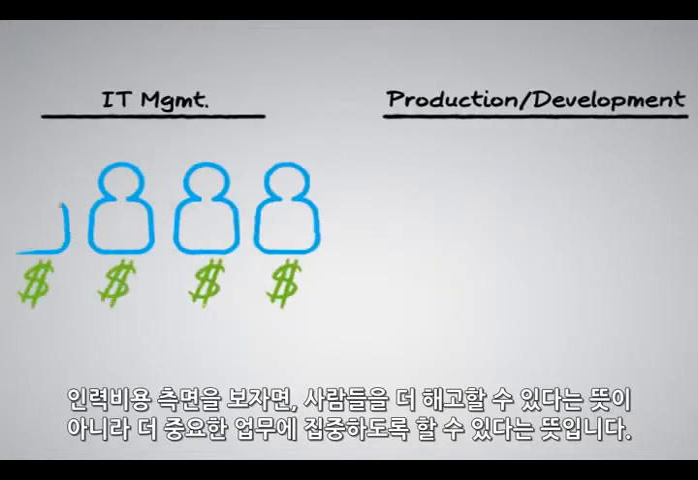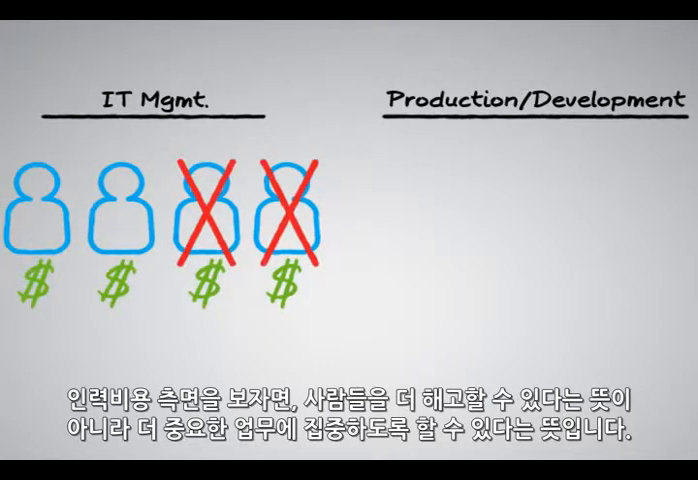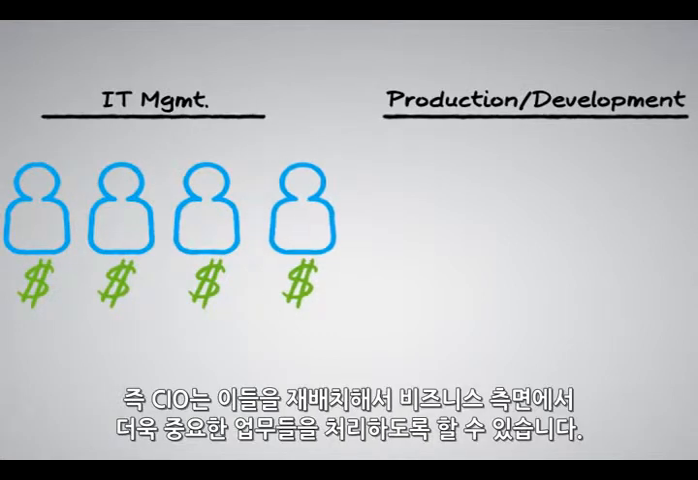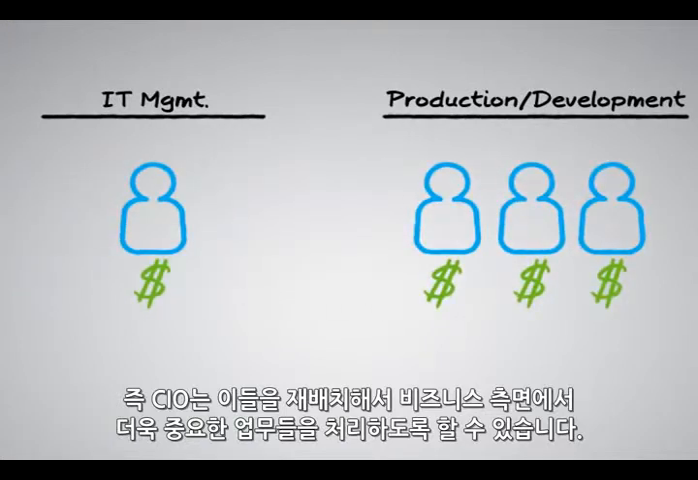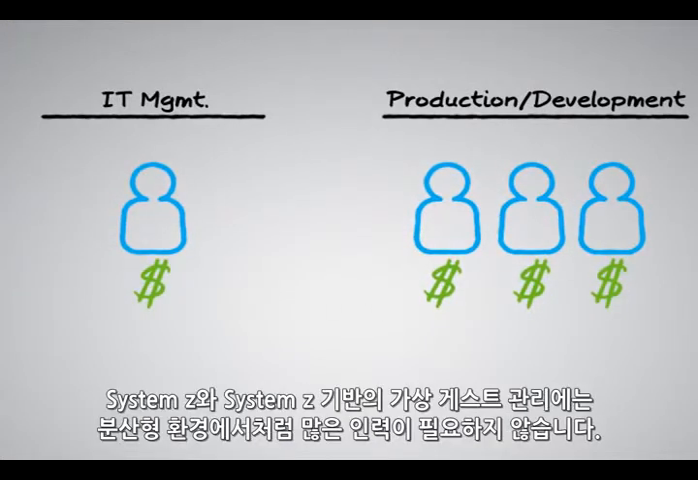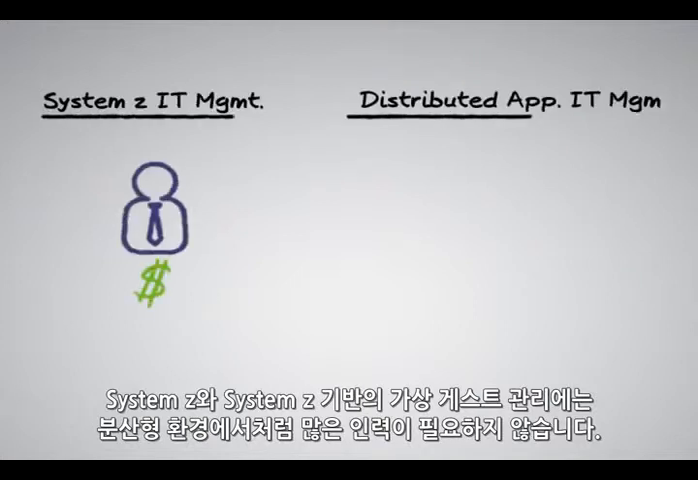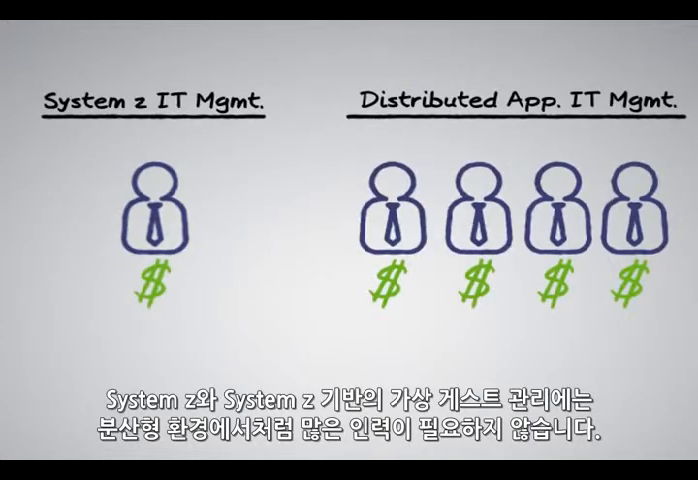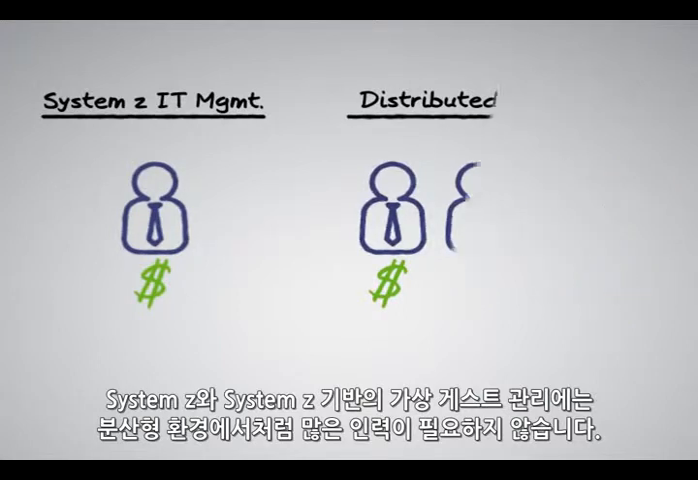And then from a people cost, I don't want to give the impression that you're letting people go. You're just allowing people to focus on the important things within a customer's environment, allowing the CIO to redeploy those people to take care of what's important for their business. You don't need as many people managing the System z and the virtual guests on top of the System z as you needed within the distributed environment.